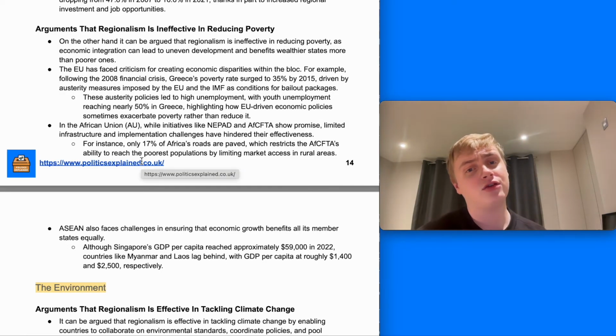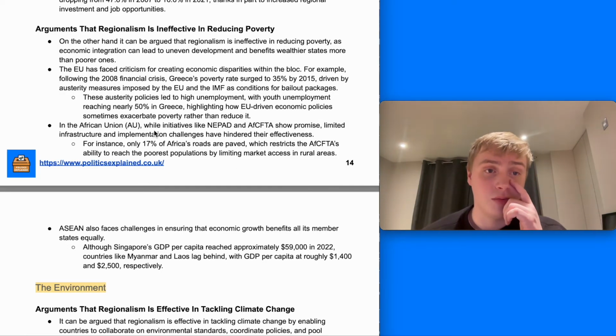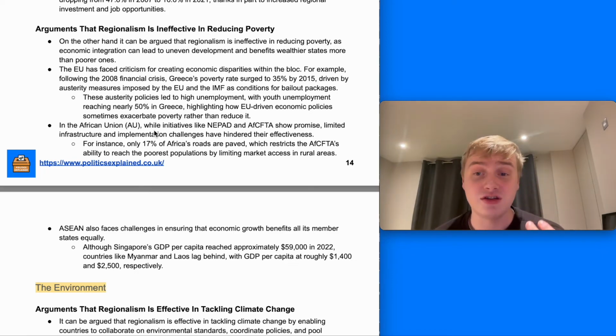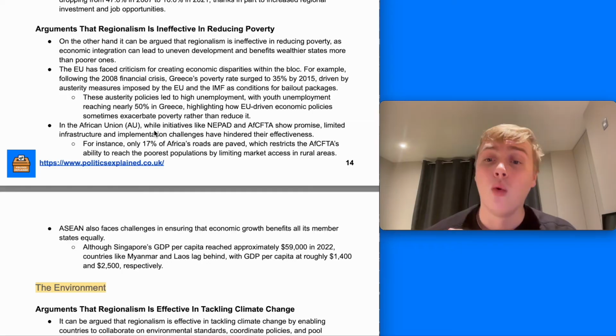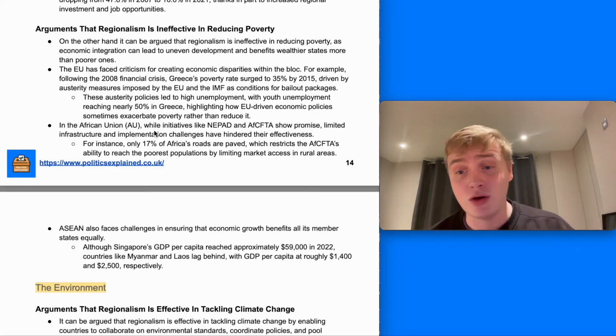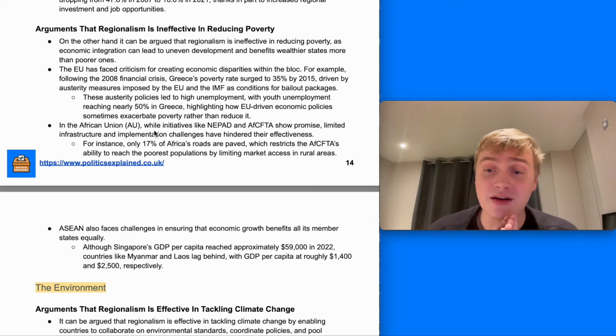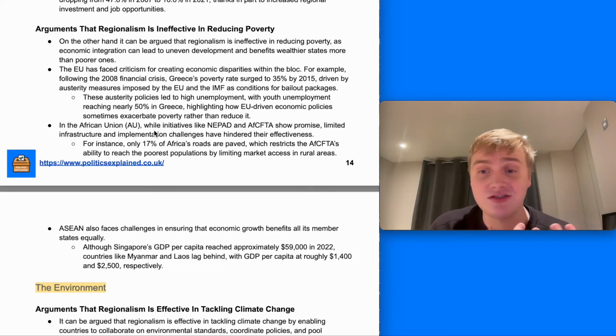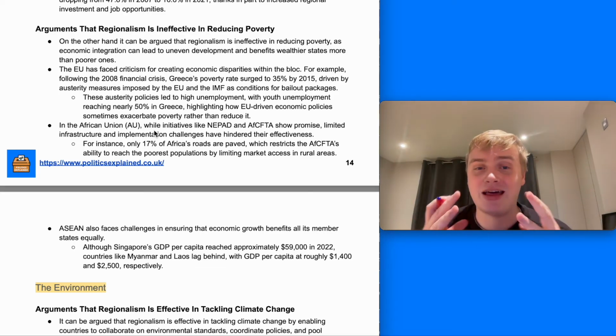On the other hand, it can be argued that it's ineffective in reducing poverty, as economic integration can lead to uneven development, and really benefit wealthier states more than poorer states. That's largely due to the fact that if you have an open market where all states can compete, the countries with already more developed sectors, for example manufacturing sectors, and greater power, are more likely to be successful within that internal market.